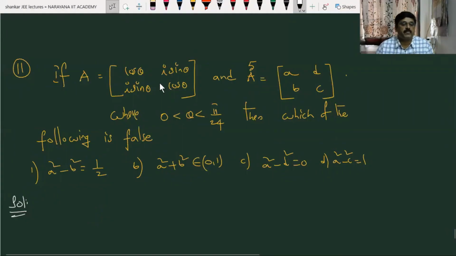Okay, students. Next problem. If A is equal to matrix cos theta, i sin theta, i sin theta, cos theta, and A power 5 is equal to matrix A, B, C, D given, where theta lies between 0 and pi by 24 given, students, then which of the following is false? Question is, which of the following is false, students? First of all, let us find A square.